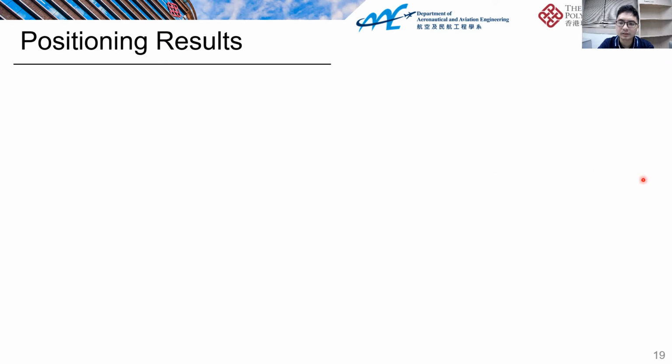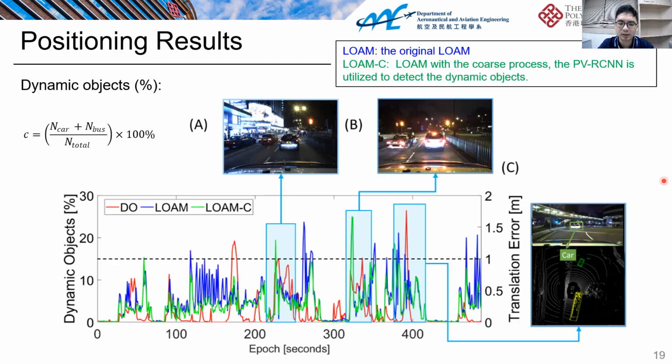In terms of positioning results, first we have some dynamic objects annotated. You can see the percentage of dynamic objects goes quite up and down in some cases. LON-C means LON with the coarse process, where the PVRCNN is used to detect the dynamic objects. So we can see LON-C has some improvements in some scenarios, such as A, B, and C.